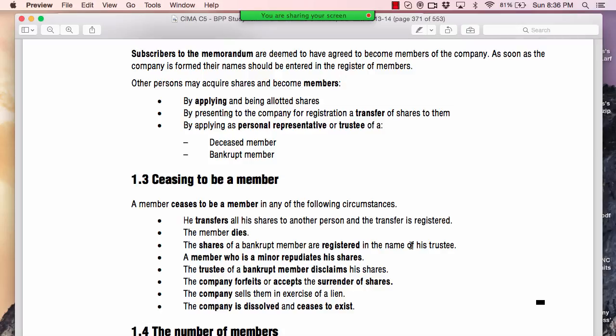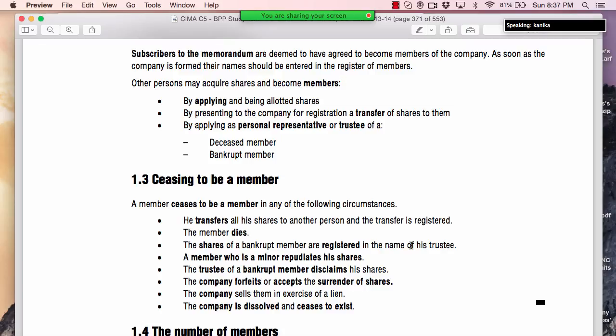And a trustee is a person who looks after the interest of these members, whether they are deceased members or bankrupt members, right? That's what it is. Now, ceasing to be a member, what does that mean? Sorry? The 1.3, ceasing to be a member. At what point, how does he cease to become a member of a company?